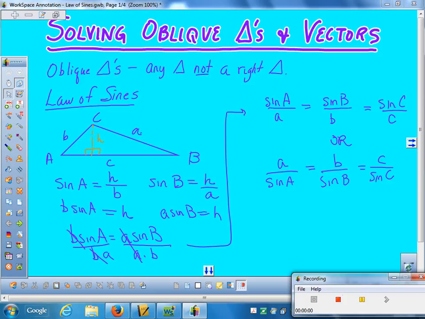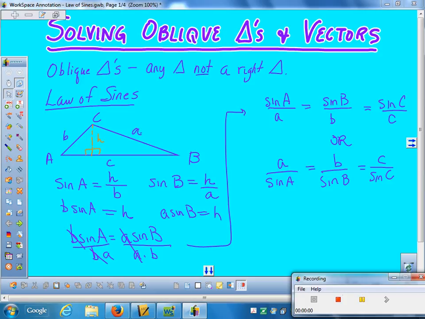So what's the only trig function you could use if you have this angle? You know opposite and hypotenuse, so they had to use sine. The sine of A is side H over B. Then they did the same thing on the other side. You can't use side C because side C goes the whole length, so we don't know C. Once again, all they could use was the sine of B is H over A.